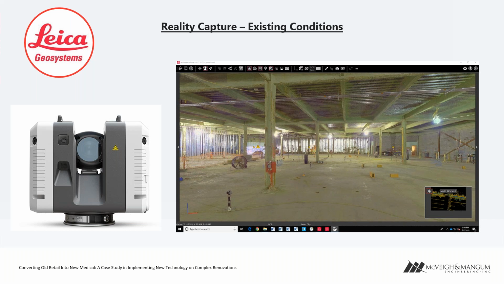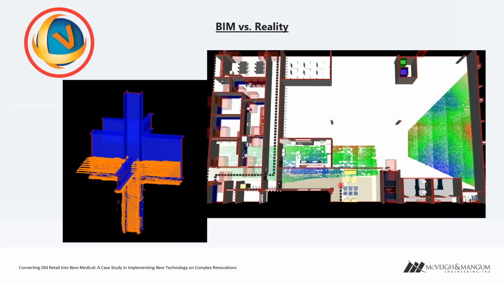So we had the Leica RTC 360. We were able to capture all the existing conditions when we gutted it all out. Basically everything was down to structure, with a little bit of the piping coming down from the storm drains. We then took this and brought it into the Verity platform, right? Right now we're about 35% through construction, so we are starting to capture those construction milestones and compare them back to the coordination model.